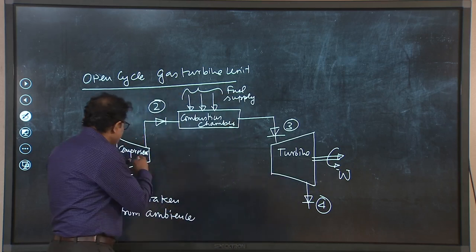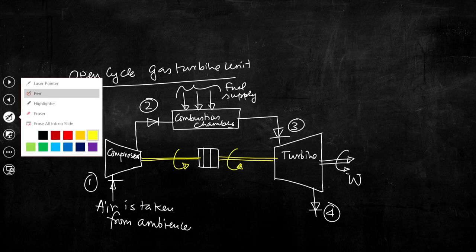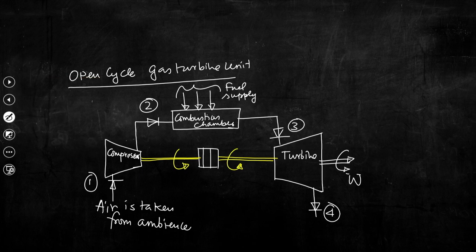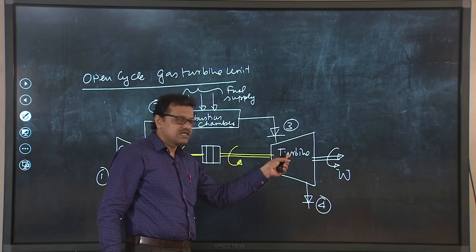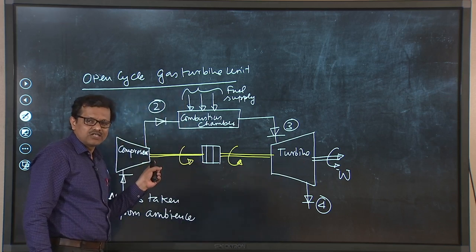Now, question is, to run this compressor we need to feed some amount of energy in the form of work. What is done essentially, this compressor shaft is connected to the shaft of this turbine, right. So, compressor shaft is connected to the shaft of this turbine. When turbine is producing work, I should say a significant part of that output work would be absorbed by this compressor for its operation.